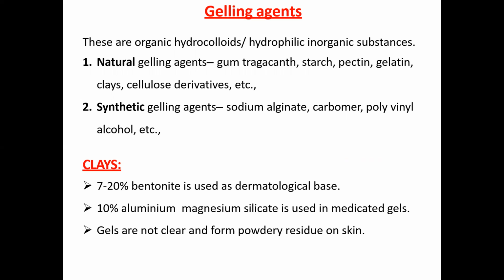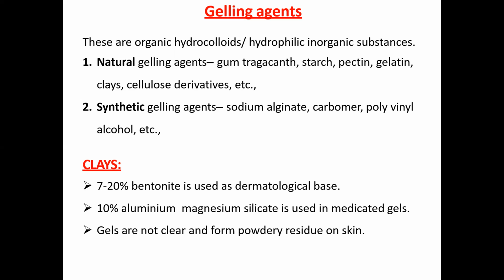They are mainly two types: natural gelling agent or synthetic gelling agent. In natural gelling agent, gum tragacanth, starch, pectin, gelatin, clays, and cellulose derivatives are used. In synthetic gelling agent, mainly sodium alginate, carbomer, and polyvinyl alcohol will be used. So these are the gelling agents which are very important for preparation of any gel or jelly.